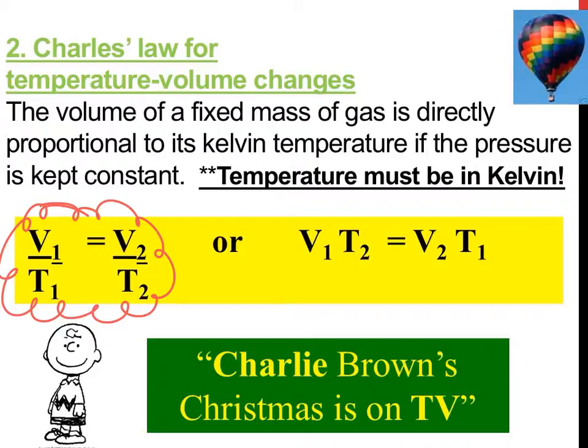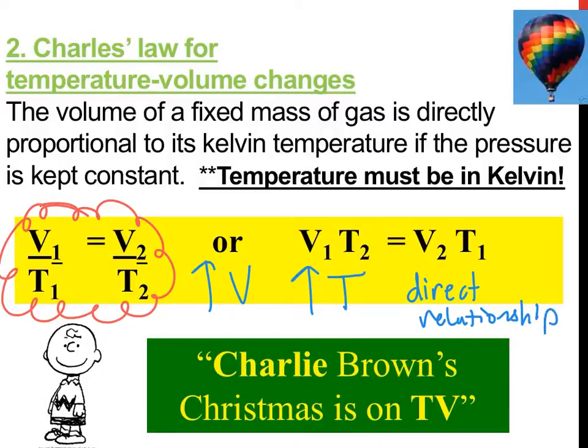So in this case, if we increase the volume, we are also going to have to increase the temperature. And so we call this a direct relationship. A good way to remember this is Charlie Brown's Christmas is on TV. So Charlie for Charles Brown, Charlie for Charles' law, and TV for temperature and volume.